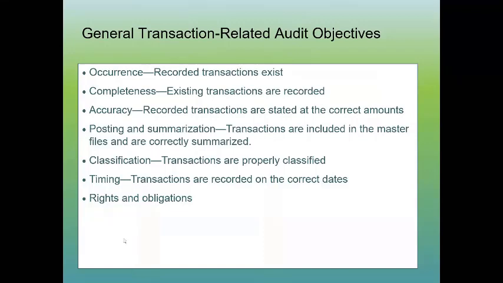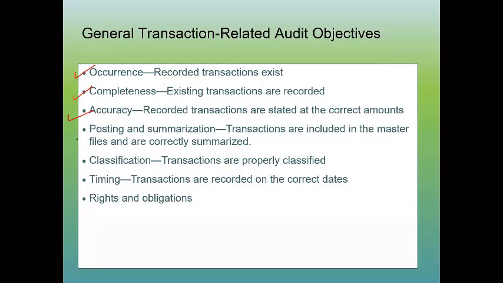Occurrence will be the same, which means as an auditor I would like to make sure that the recorded transaction actually exists, okay, which is the same meaning that we discussed in the management assertion. Completeness also is the same. Me as an auditor, I will collect the information and I would like to make sure that all the information has been recorded correctly. Accuracy, I'm looking for the correct amount, addition, subtraction, multiplication, mathematical accuracy.